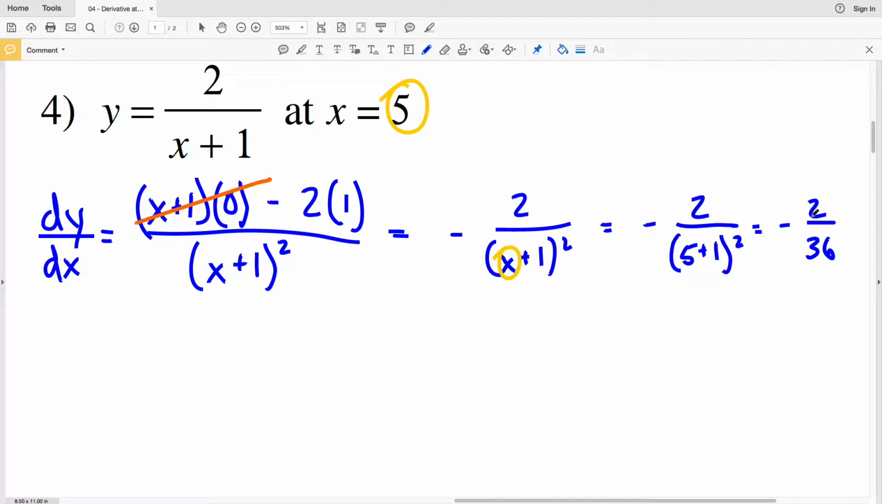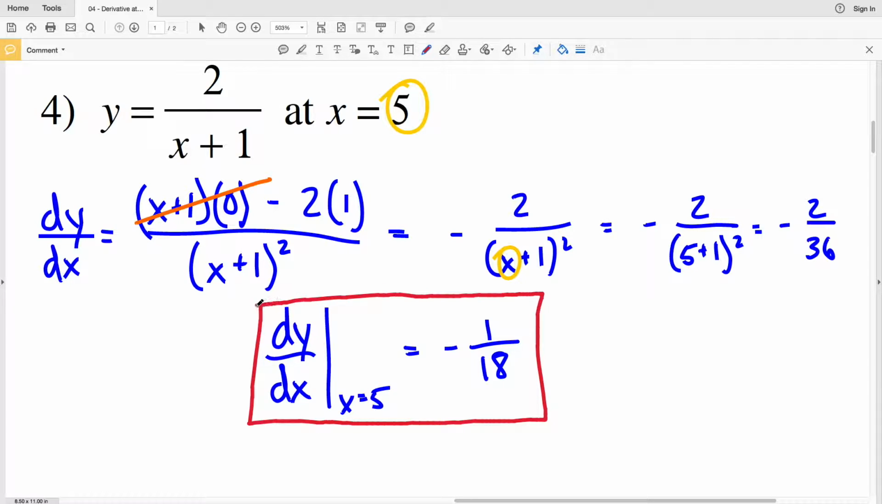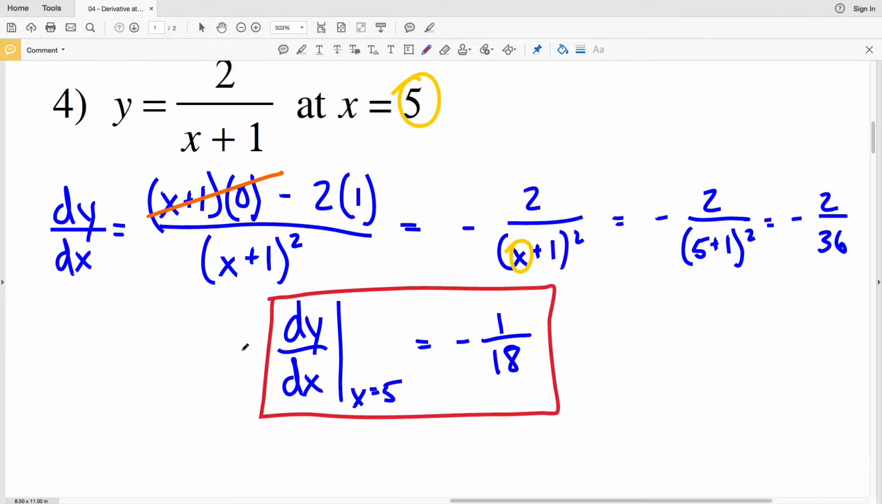Now I can simplify negative 2 over 36 because both are divisible by 2. So the derivative of y with respect to x at x equals 5 equals negative 1/18. 2 divided by 2 is 1, and 36 divided by 2 is 18. So negative 2/36 simplifies to negative 1/18. That's my solution in number 4.